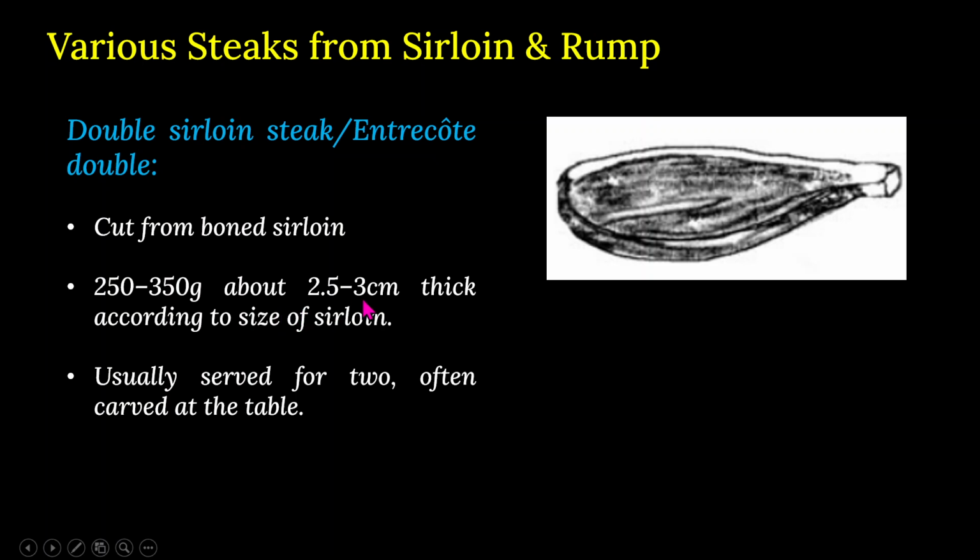About 2.5 to 3 centimeter thickness. According to the size of the sirloin, if the sirloin is thick, very big, then naturally it will be of this kind. Usually served for 2 or often carved at the table. That means a big portion is placed on the table meant for 2, and you can request, or the waiter will take the initiative to carve it for you.